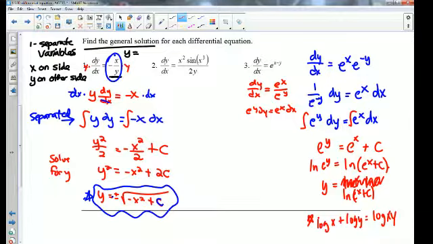So what happened to the natural log e to the y? Why did it become y? Natural log and e are inverse functions. Okay, that's what I was thinking. So they just cancel each other out. In effect, yes.